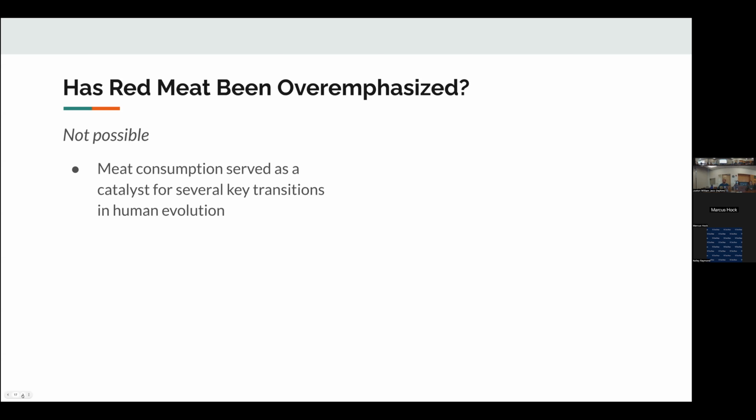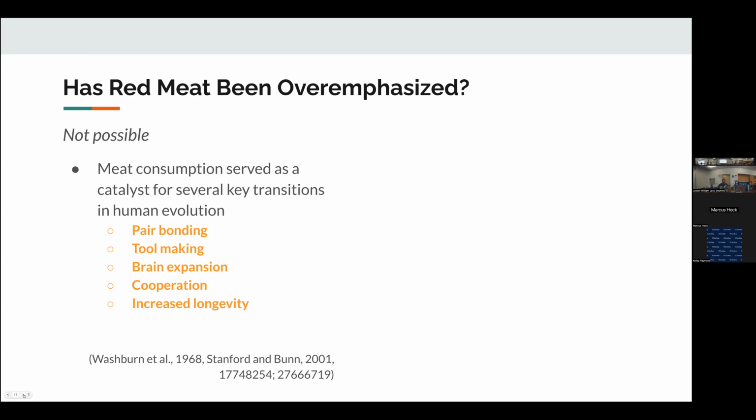So there's two camps here. One of the camps is that red meat consumption has served as a catalyst for several key transitions in human evolution. So it was involved in pair bonding, tool making, brain expansion, cooperation. These are the leading theories in the field, and they have been persistent throughout time, and increased longevity. So the more nutrients that you get, better survival, better health.